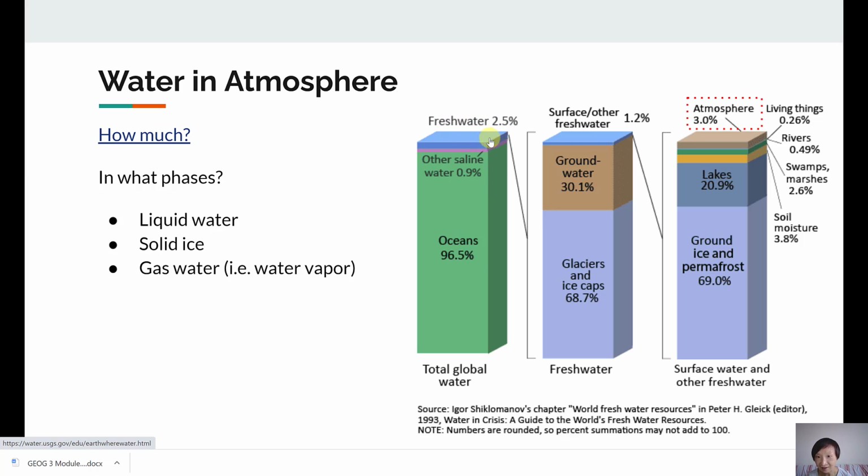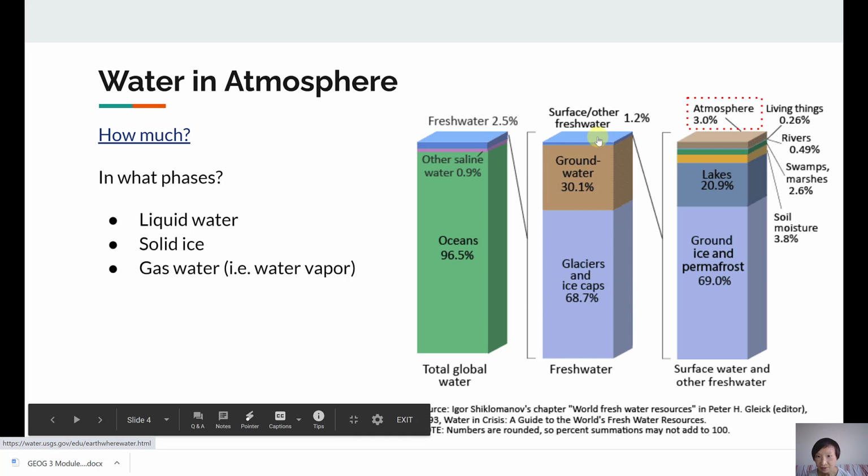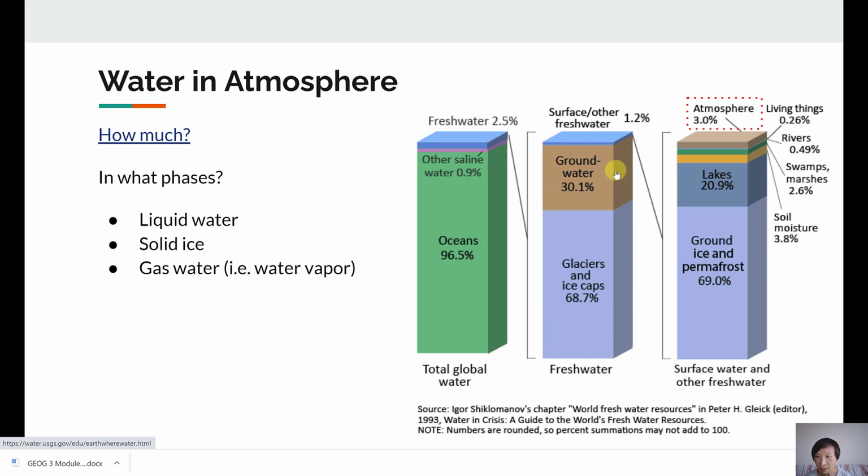Then let's break that down into this column. So you can see still the atmosphere is not large enough to be shown on this column, right? It's still in this very little 1.2 percent fresh water. Then let's continue breaking this very small amount down into this. Then our atmosphere is here.